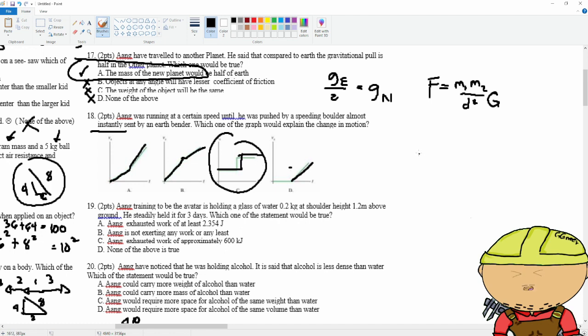Okay, just a change of velocity. So the answer is letter C. I'm training to be the avatar holding a glass of water, 0.2 kilogram at shoulder height.